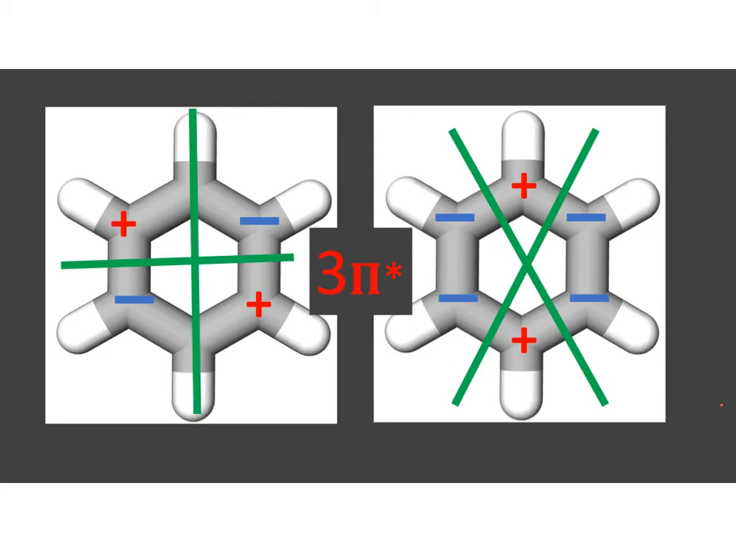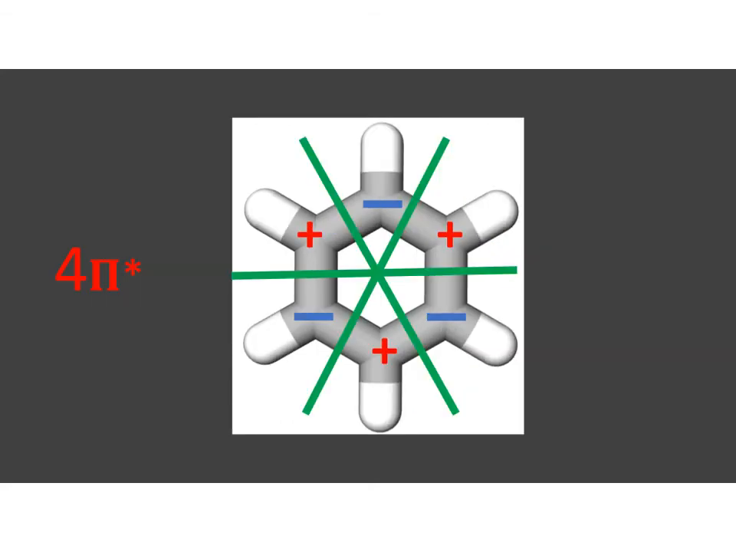As I said, these are considered to be anti-bonding, so they are of higher energy than the original p orbitals that combined to produce them. And finally is our highest energy antibonding orbital, and you can see the original p orbitals would have had alternating phases. There are three nodes across the molecule, which produces the highest energy antibonding molecular orbital.